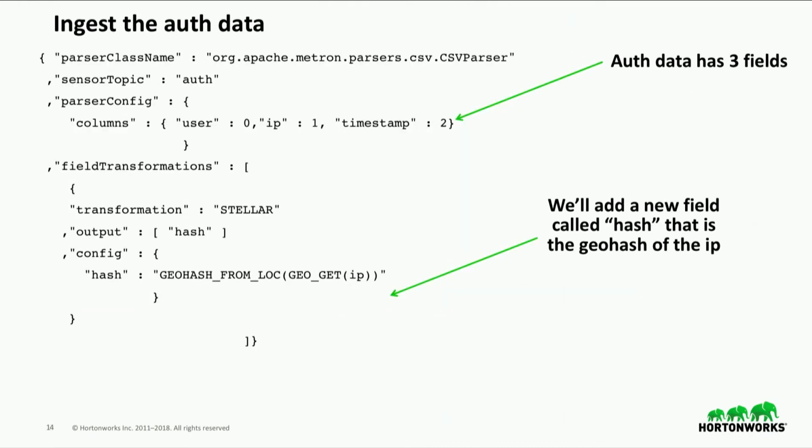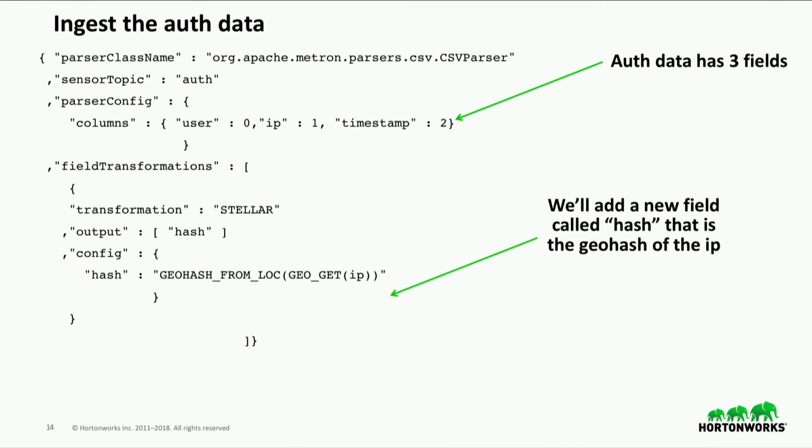Okay. So we're going to go in fairly deep here. This is the Metron architecture: first we parse the data, then we enrich the data, then we profile the data and index the data. So what we're going to show is authentication data. It has a user, an IP, and a timestamp, 3 fields. Very, very simple, right? Canned up data.